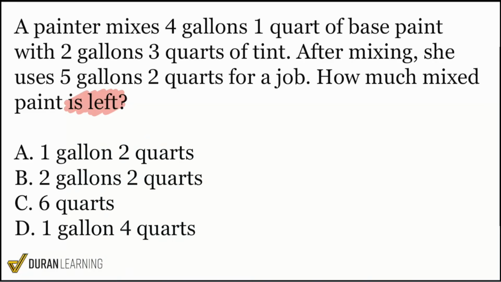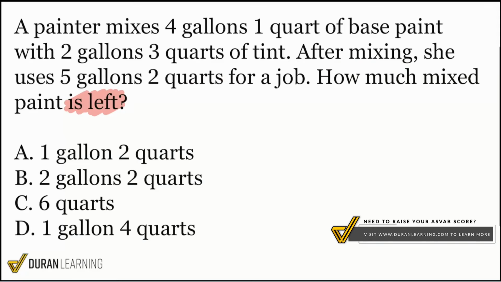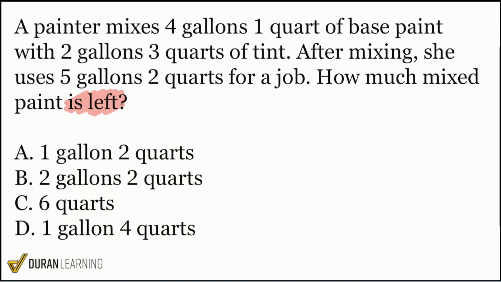So watch. It says a painter mixes, and let me actually just use my pointer. A painter mixes this much paint with that much paint or this much tint. After mixing, she uses this much for a job. So everyone think of it like this. The painter mixes this much paint with this much tint. When you mix things together, everybody, what operation is that? If I'm mixing the paint and the tint, that's addition.